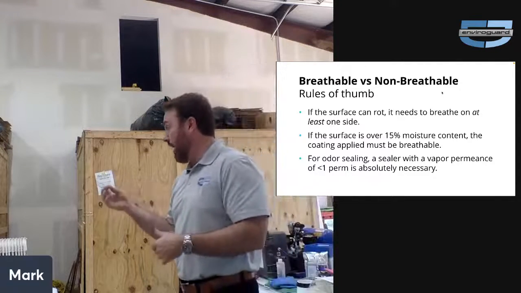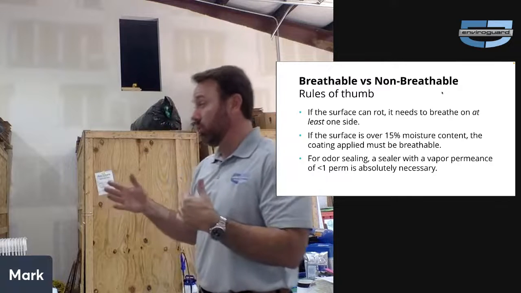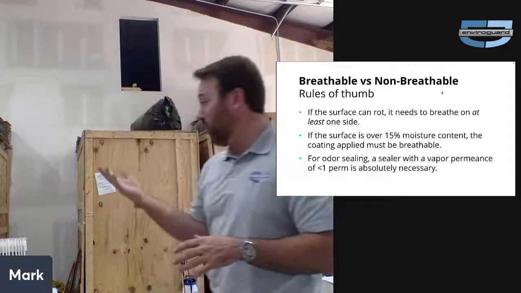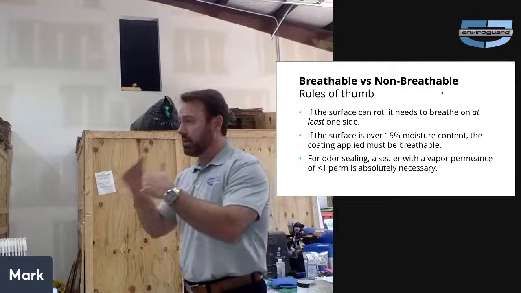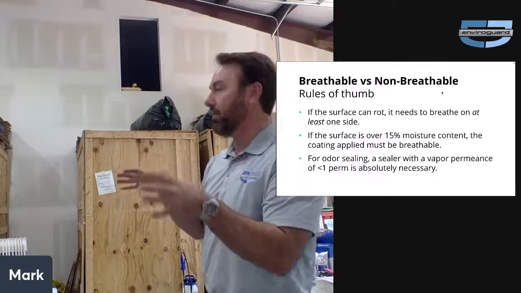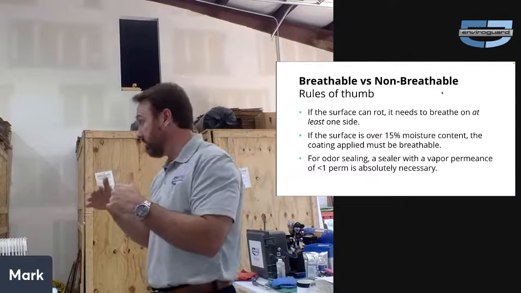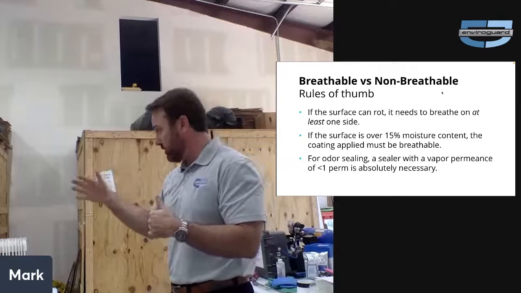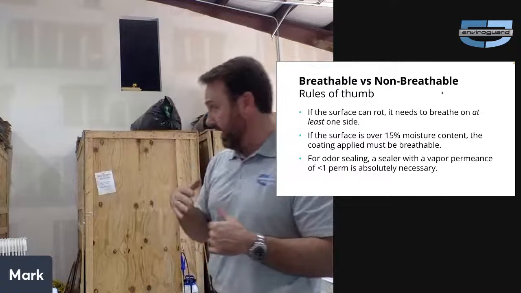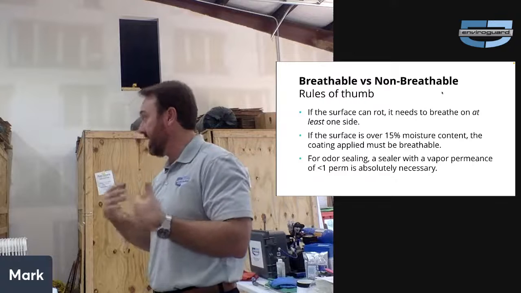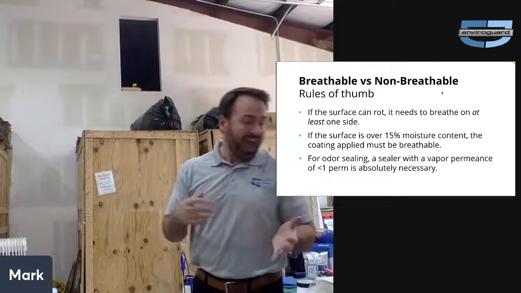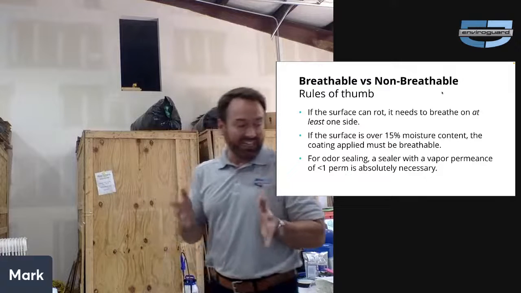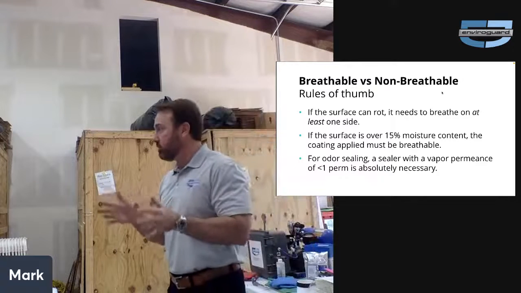But if you're at 15%, you still want to make sure that coating is going to be breathable, because wood in a house is typically going to reach homeostasis, depending upon the area of the country, somewhere around 9%, right? So even if you're at 15%, you still probably have some moisture release to go, and you could end up creating a rot situation if the coating isn't breathable. And then for odor sealing, a sealer with a vapor permeance of less than 1 perm is absolutely necessary.